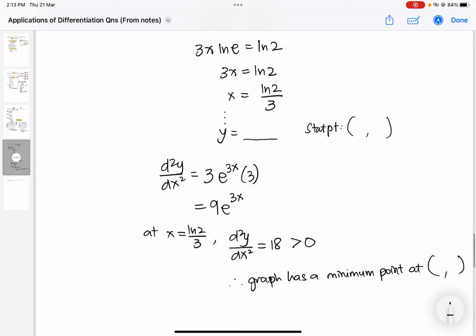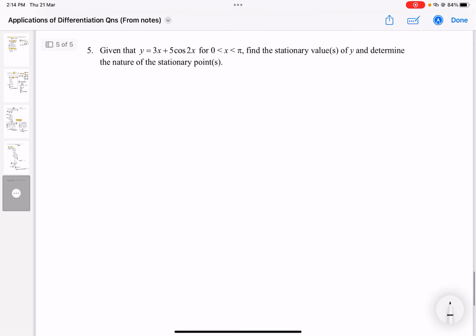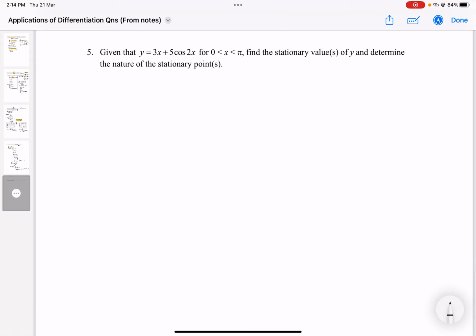Next, let us go on to question 5. For this question, the equation is given. We're supposed to find the stationary value of y and determine the stationary point. Now, the stationary value of y means, of course, the point where dy dx is equal to 0. When you solve dy dx equals to 0, you will get the x value. But this question is more interested in the y value. So after finding x, you need to substitute it into the equation to find the y value. So that's for the first part.